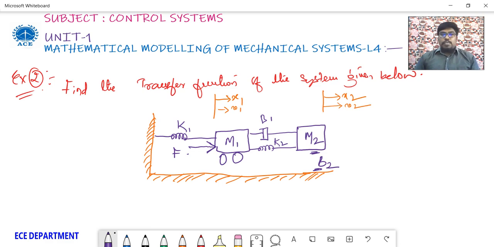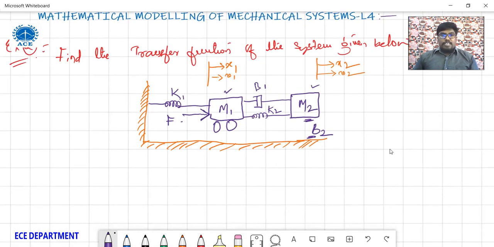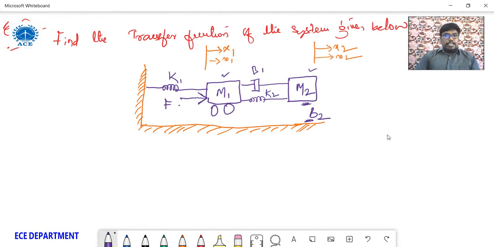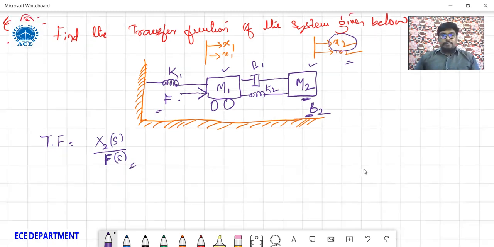Here we have two masses again; in the last class also we solved with two masses only. So this is the problem. What does transfer function mean generally? The transfer function of a mechanical system: input is force, output is x2, that is displacement. So we need to find the Laplace transform ratio, X2(s) divided by F(s). This is our aim, the transfer function of the given mechanical system. So let us solve.